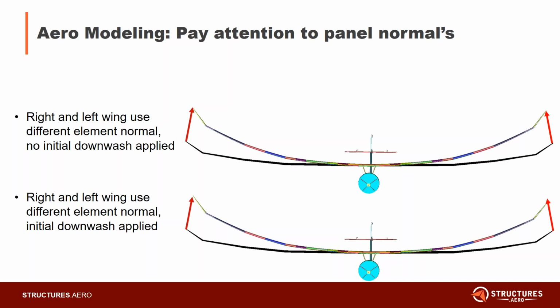Again, these are details that will not always come up, but if you start modifying the aerodynamic model, you have to be aware of them. Often you can get through these with some sanity checks by running comparisons, adding a positive downwash, a negative downwash, and checking the results. But it's important to be aware of these kinds of problems.